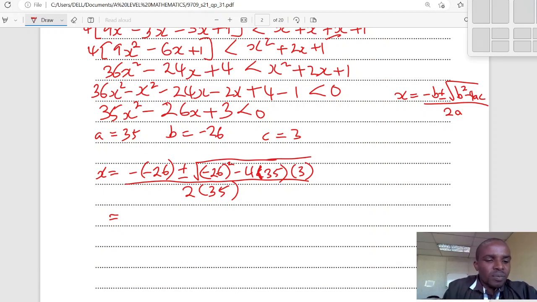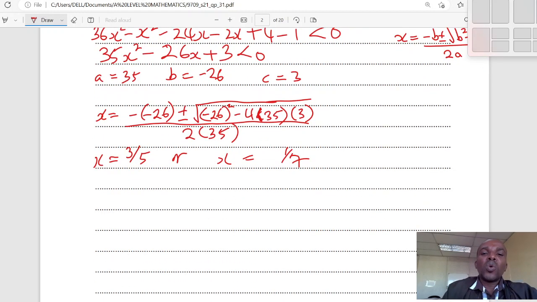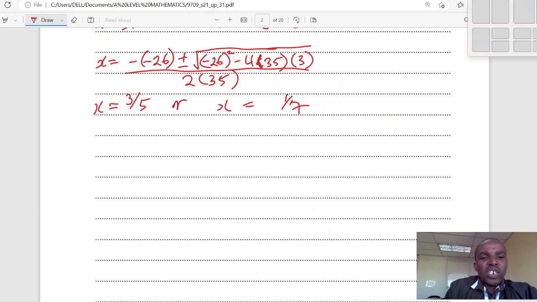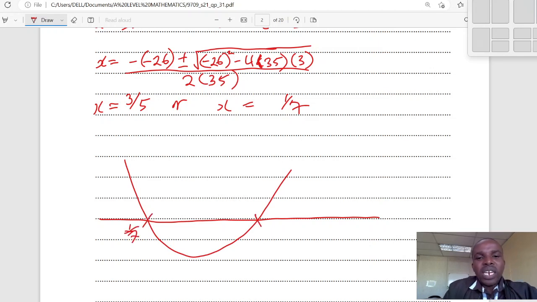x is equal to 3 over 5, or x is equal to 1 over 7. So these are the two critical values of x. Now you can draw your quadratic graph. It's like this. Then you put the smaller value here, which is 1 over 7, and the bigger one, which is 3 over 5 here.